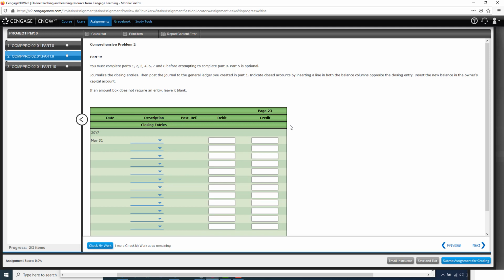That's part 1. In part 2, you had to do adjusting entries. So at the end of the period, there were some transactions that were missing, and you needed to do some adjusting entries.